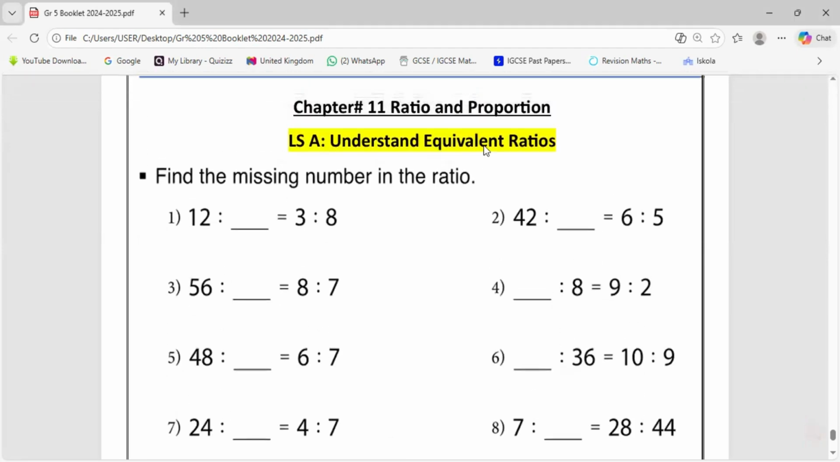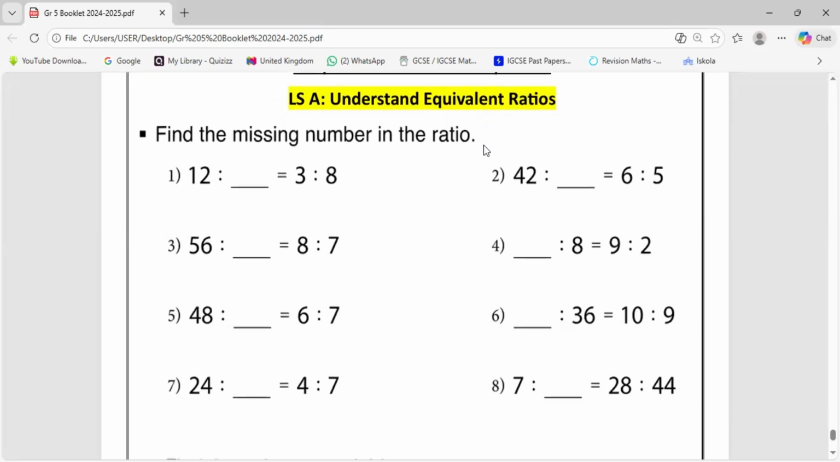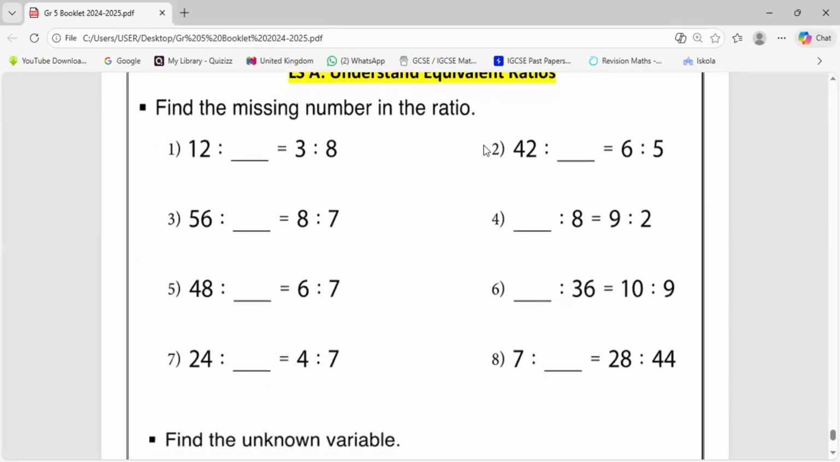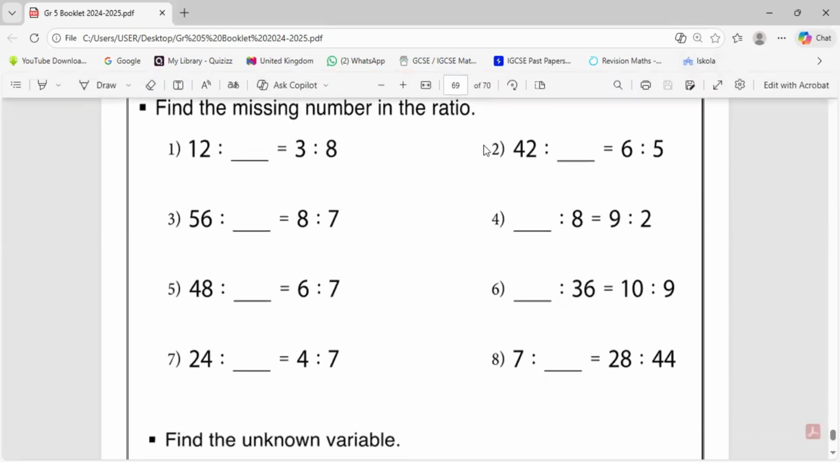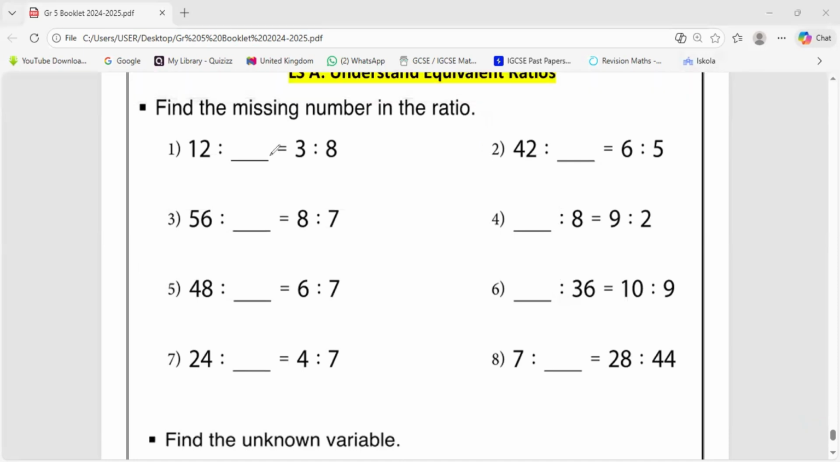Today we have a new lesson about understanding equivalent ratios. It's very easy. We're going to do some exercises. For example, equivalent ratio means equal number. If you have the number 3 over 8, here is the ratio.